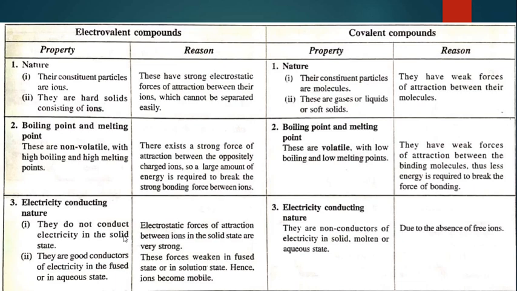So, in the solid state, they are not conducting electricity, and in fused or aqueous states, they are good conductors because of the weakened force and the mobility of ions. So what about covalent compounds? They are non-conductors of electricity in solid, molten or aqueous states because of the absence of ions. The reason is that ions are absent. Here there are only molecules. Because of the absence of ions, they are not conducting electricity.